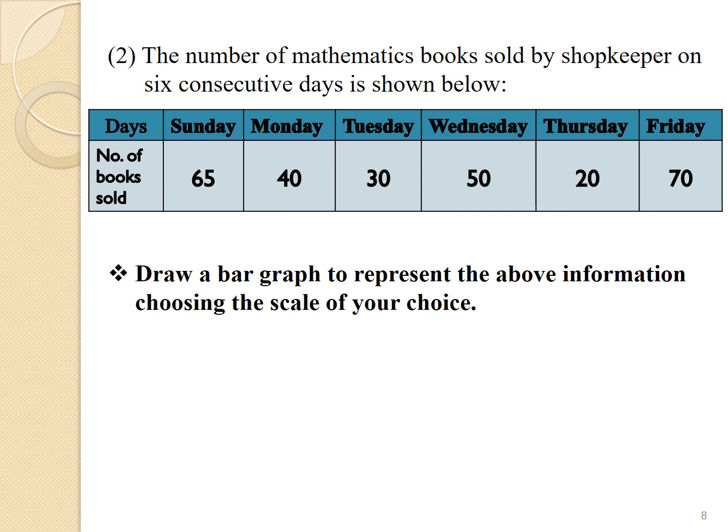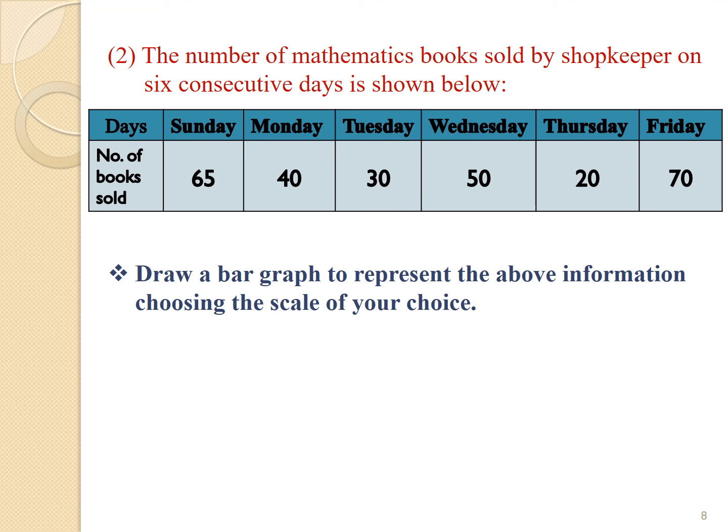Now, question number 2. The number of mathematics books sold by shopkeeper on 6 consecutive days is shown below. Draw a bar graph to represent the above information, choosing the scale of your choice. Students, in this question also, you have to draw a bar graph. But like previous sum, scale is not given to you. So, you have to choose the right scale. For choosing the right scale, you have to observe the numbers. Students, look at the table. The numbers are between 20 and 70.